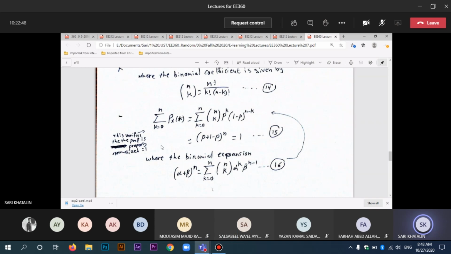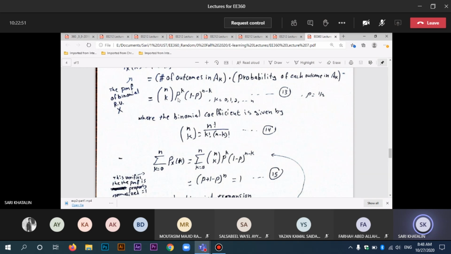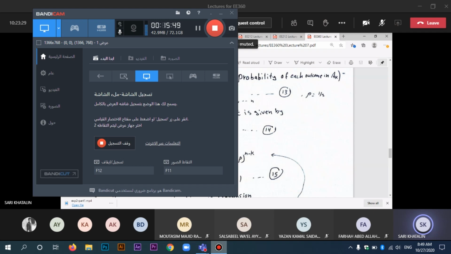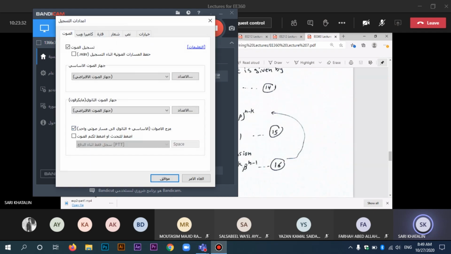Now, we need to verify that this is a valid PMF. The total PMF over all outcomes will have to be equal to 1. So we'll begin. Right here, we can use equation 15, as you can see. So we take this one here. And as we said, we have n trials, so we start from k equals 0 to n. And obviously, we use this mathematical expansion.